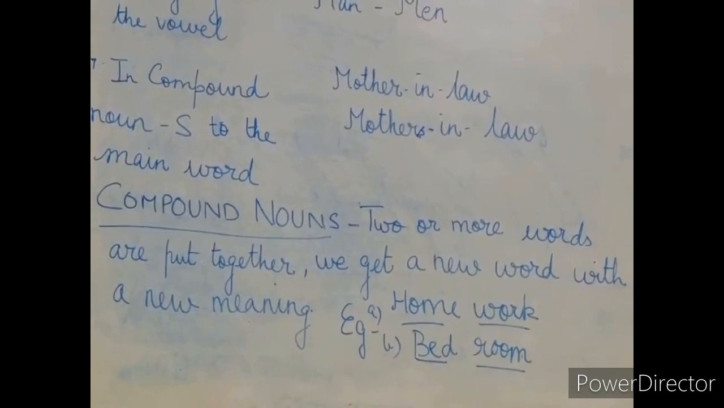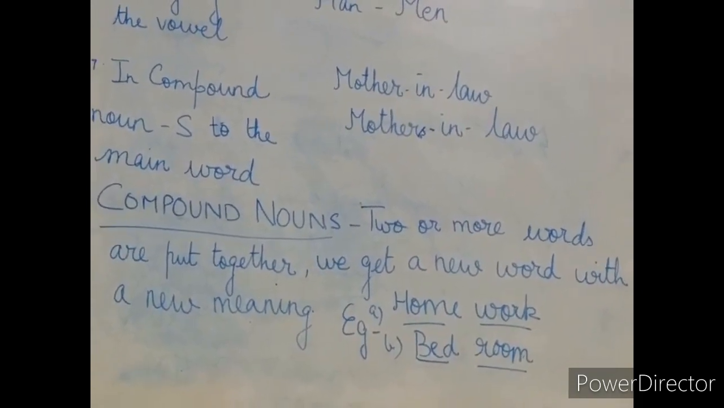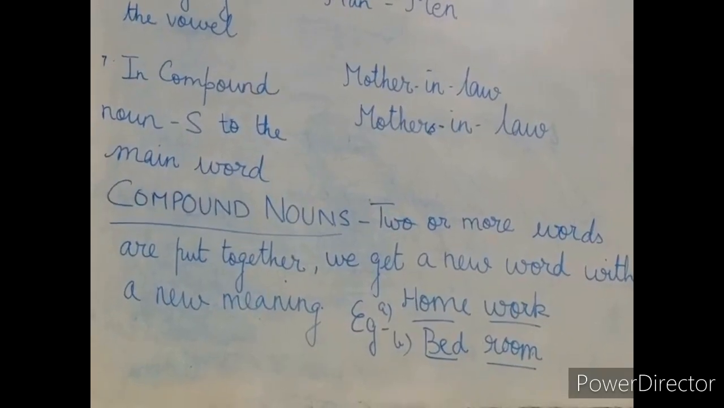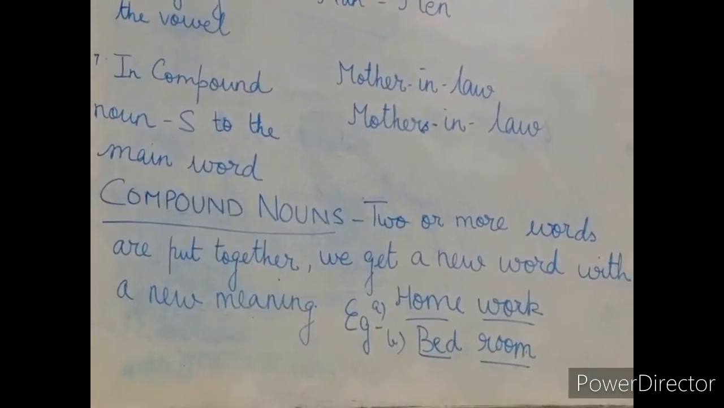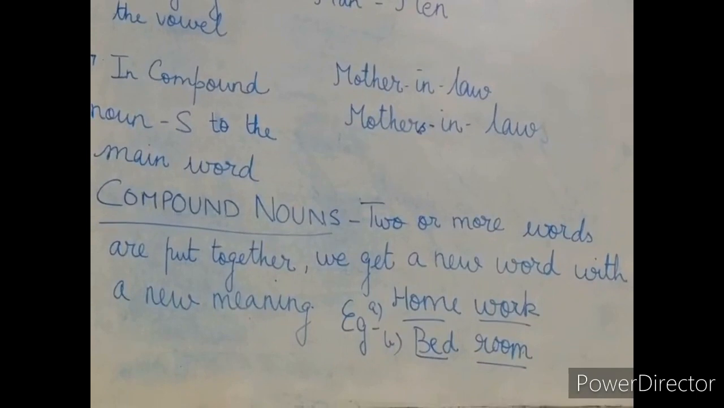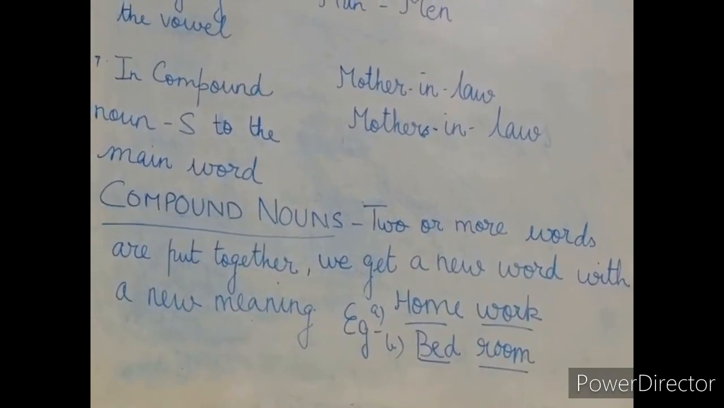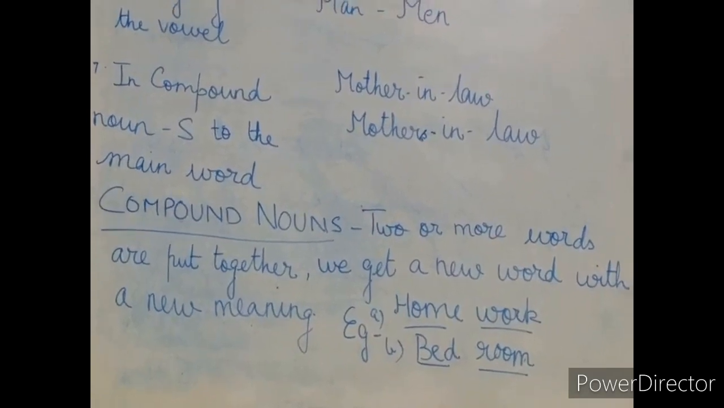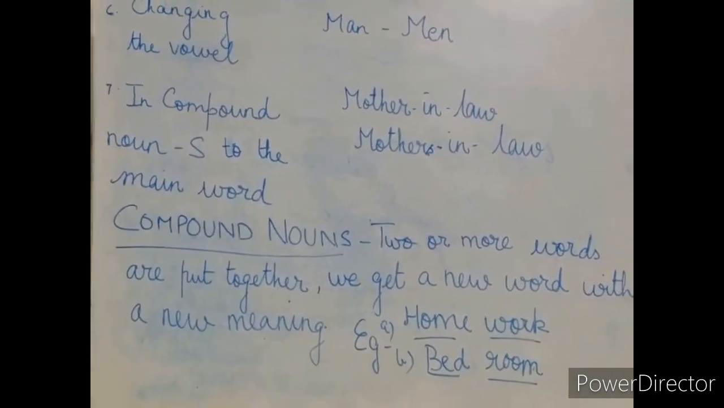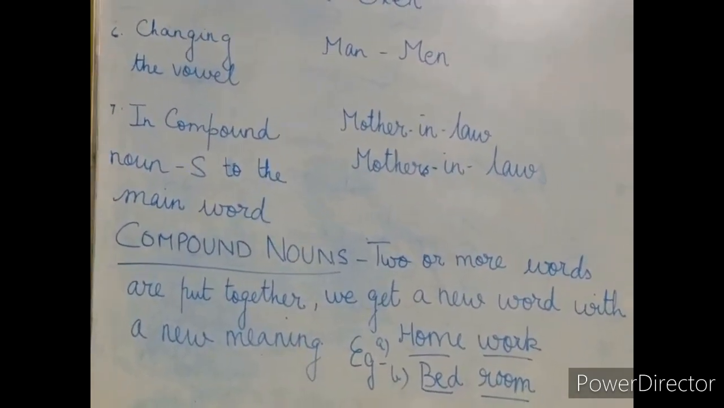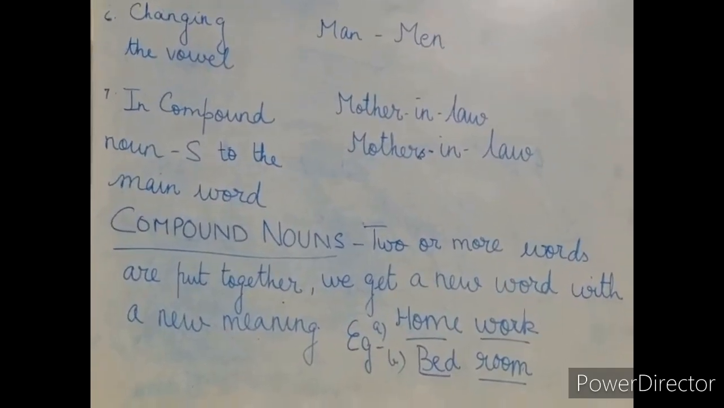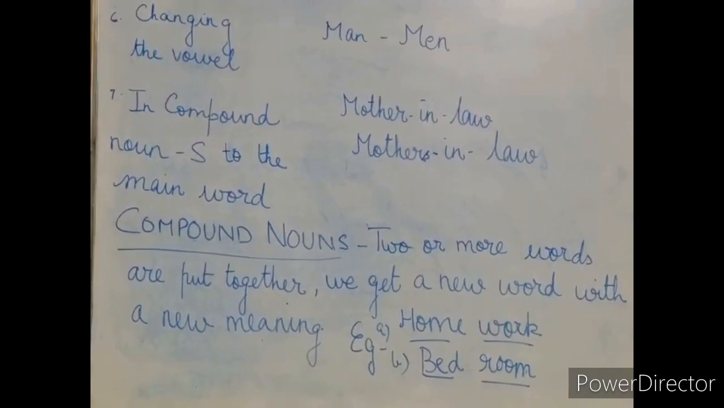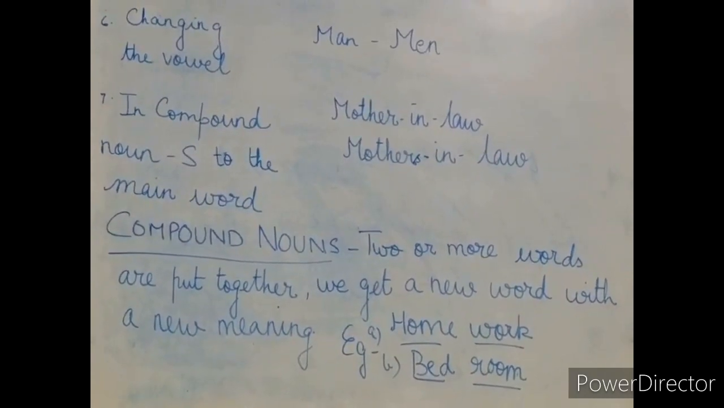Similarly, number B, bed and room. These are two different words. Bed means the place where we sleep, and room has a separate meaning. But when we join these two words, it becomes bedroom with a new meaning. Hope students, the explanation is clear to you, particularly what compound nouns are.